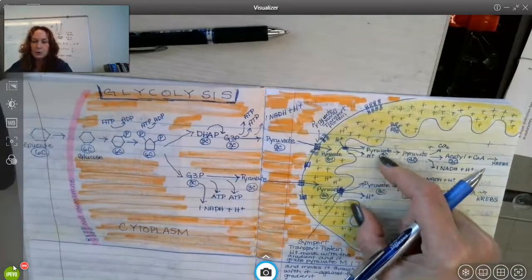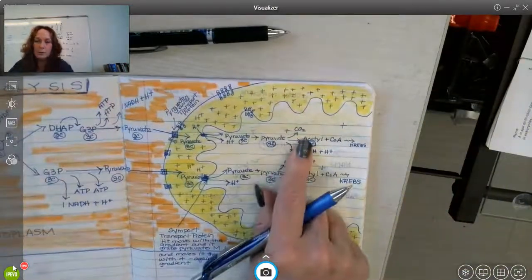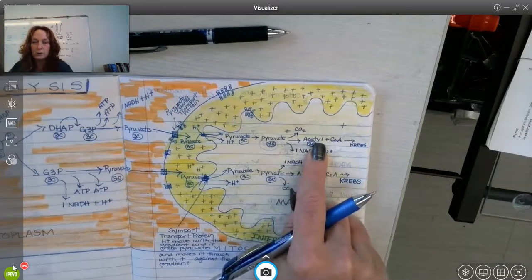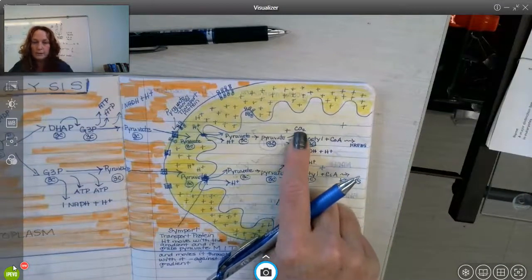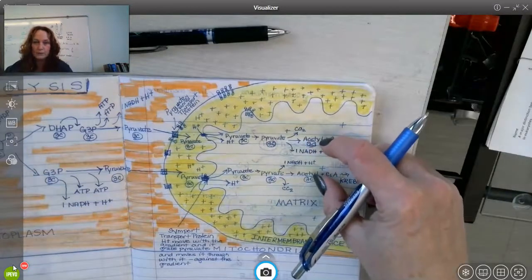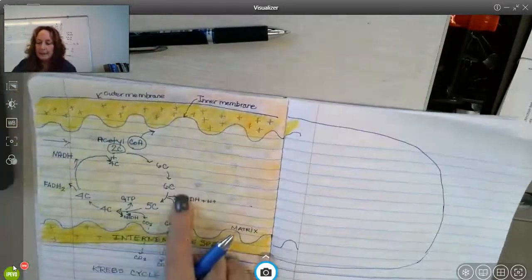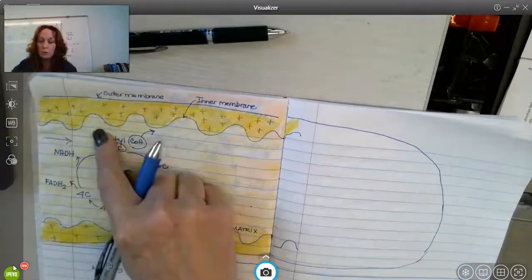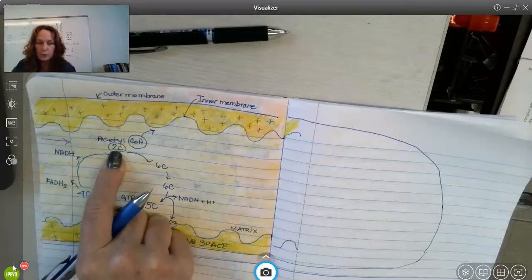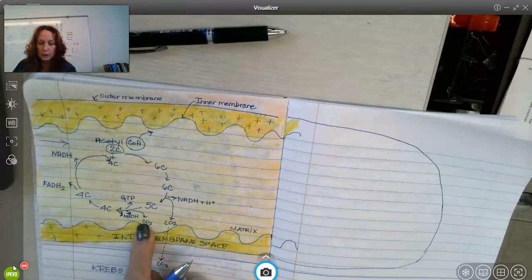Pyruvate comes into the mitochondrion. Then we start losing carbons. So pyruvate is converted to acetyl with the loss of a carbon. So we've lost 2 carbons there. Now we're to 4. Acetyl-CoA goes through. The second acetyl-CoA goes through. So we went from 2 carbons, and then here we lost 1, and we lost the other.